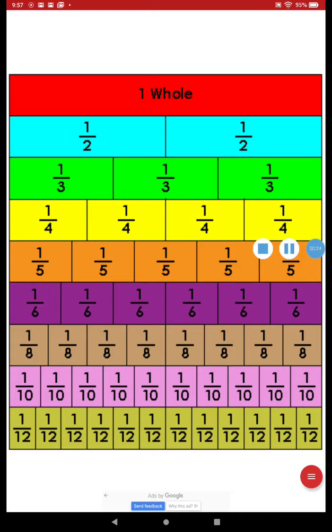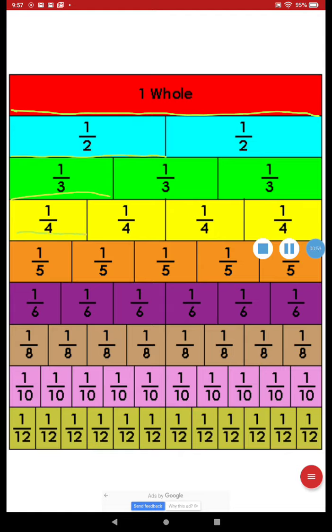All right, remember when we look at our rainbow fraction chart, this whole thing represents a whole. The red bar is one whole, okay? And we can break up the whole into smaller pieces. We've already talked about if I break it once into halves, if I break it twice, it becomes thirds. If I break it 3 times, it becomes fourths, and so on.